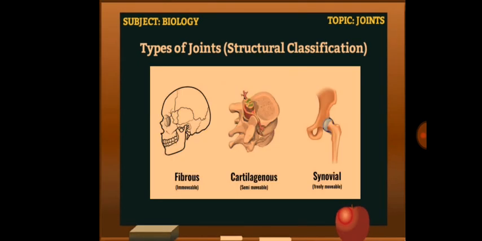So these are types of joints according to the structural classification. The fibrous joints are immovable. Example, the sutures found in the skull. Cartilagenous joints allow some degree of movement, as we have it in between the vertebrae, while the synovial joints allow for more movement. For instance, the joint of the hip, as we have it in this example.